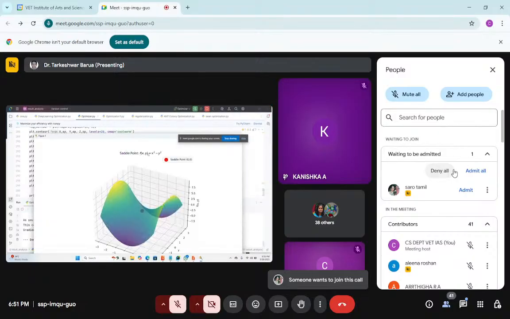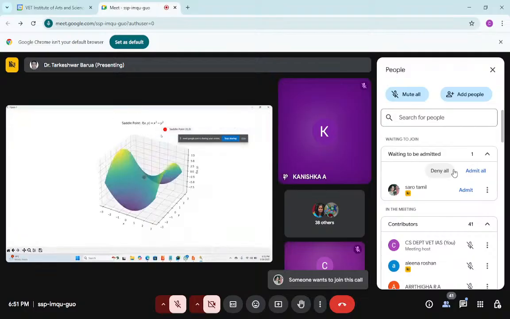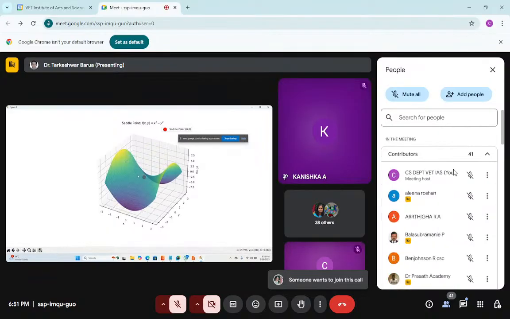And another function is saddle points. What are the saddle points? This is the saddle point. The topmost is the saddle point. 0 comma 0 is the saddle point. And how to find the saddle point? Function f(x, y) equal to x square minus y square. This is the formula to calculate the saddle point.